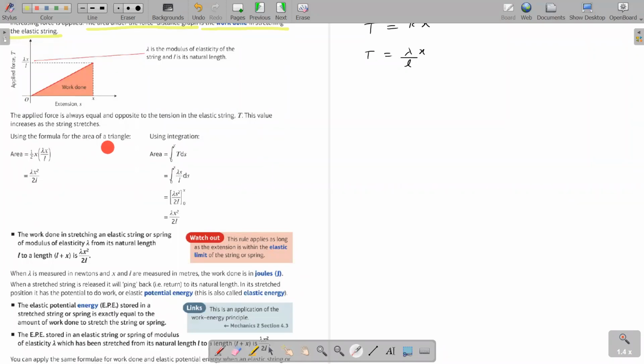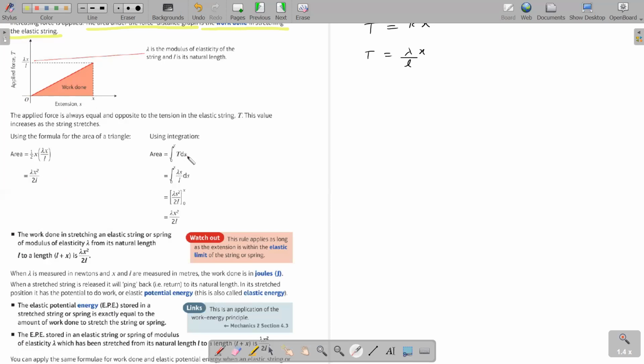Okay, so using the formula for area of a triangle, do you see how this works? Area of a triangle is half into base into height, isn't it? So I think you can see here the tension value, they have marked it as lambda x over L. So the tension is equal to lambda x over L and the extension is x. Basically, the gradient of this particular graph is lambda over L. We don't need that at this point. All I need is the x and y coordinate of this point to get the area of the triangle. So half into base into height. Base is x, height is lambda x over L. Okay, so you get here the area under the graph. The work done in stretching the string to an extension x is lambda x squared over 2L.